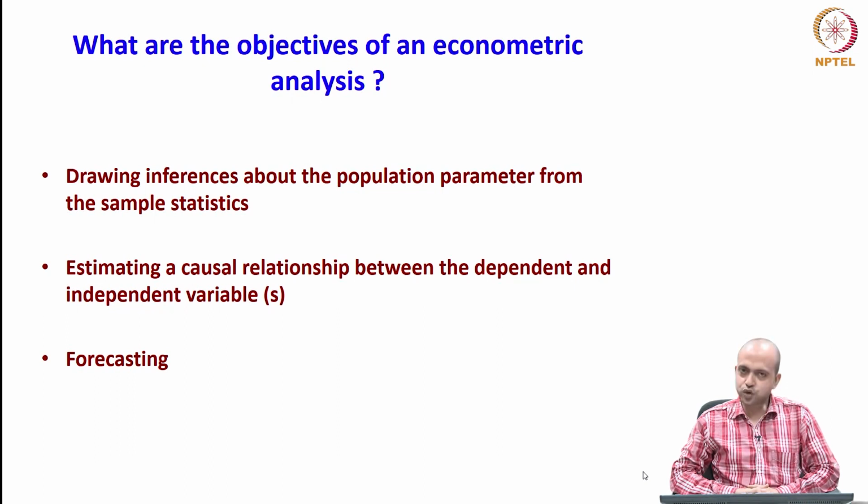econometric analysis. First of all, drawing inference about the population parameter in the context of the consumption function that we are discussing, where we said that y equals alpha plus beta x. Alpha and beta are the true population parameters, which are unknown, and we are trying to draw some kind of inference about them on the basis of our sample statistics, alpha hat and beta hat, that we are going to estimate.